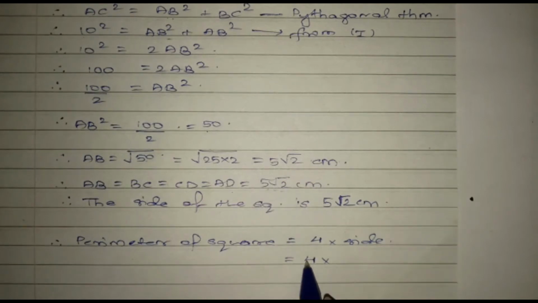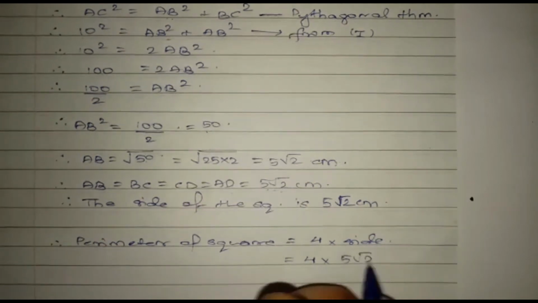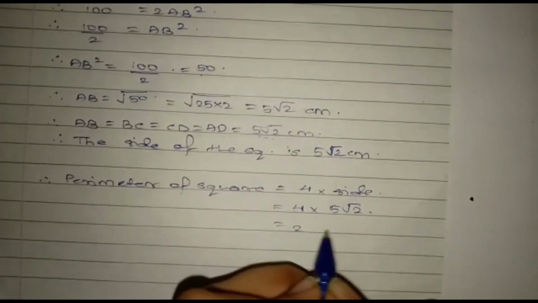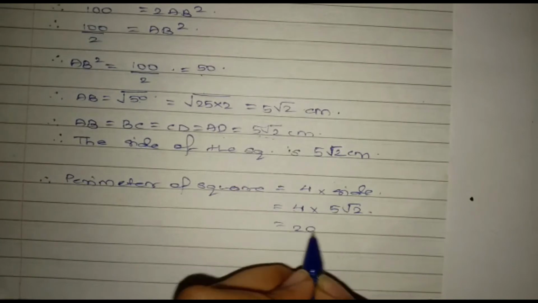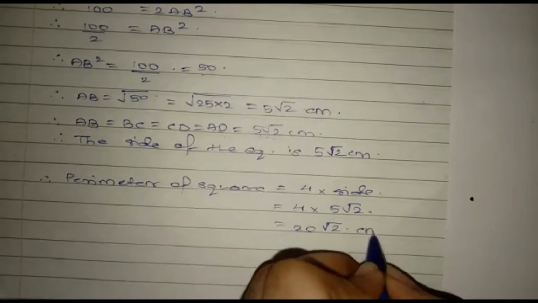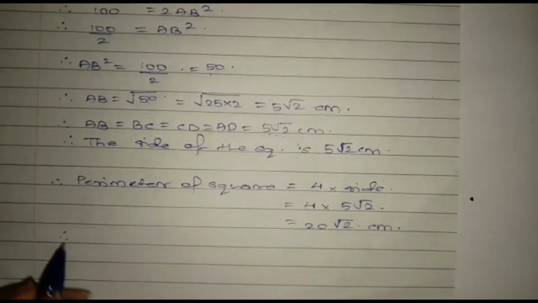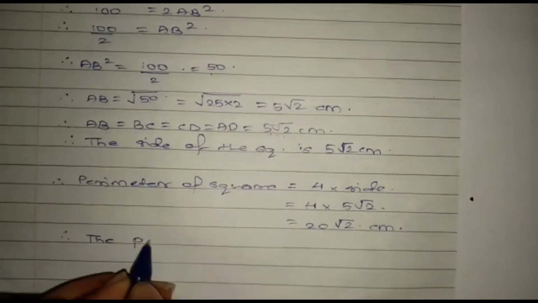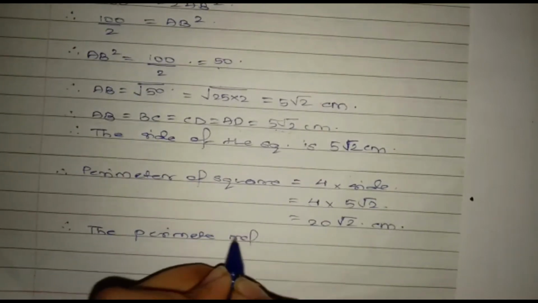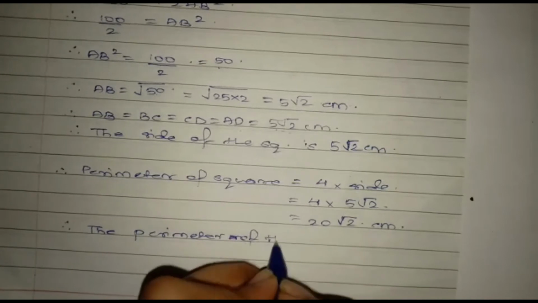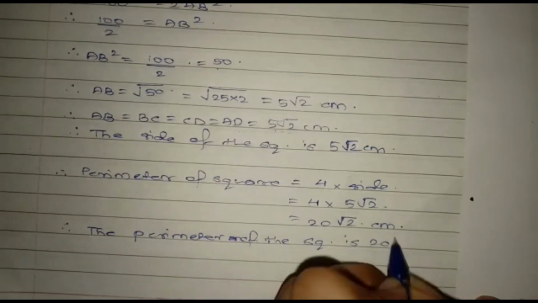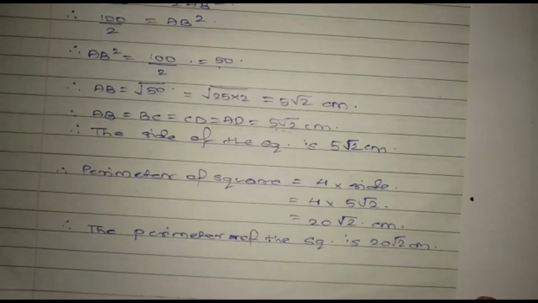So we will write it as 4 into 5 root 2. So 4 into 5 is 20, 4 5s are 20. So it will give us 20 root 2 centimeter. Okay, therefore the perimeter of the square is 20 root 2 centimeter.